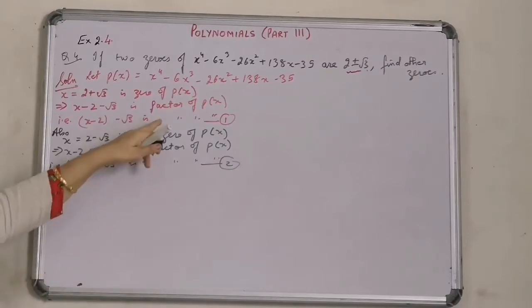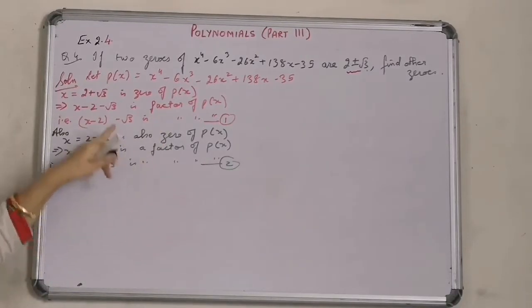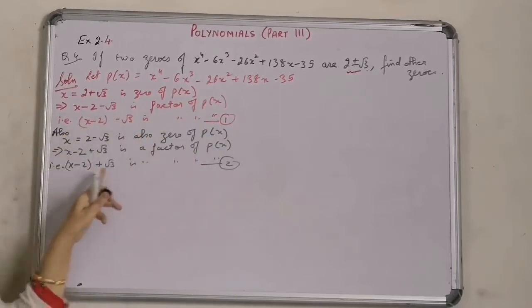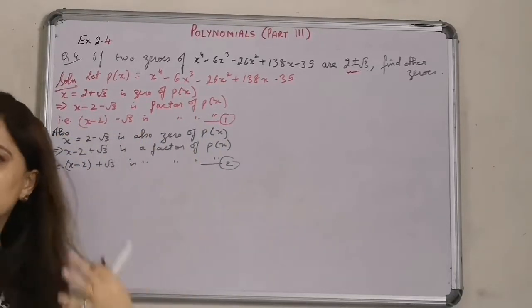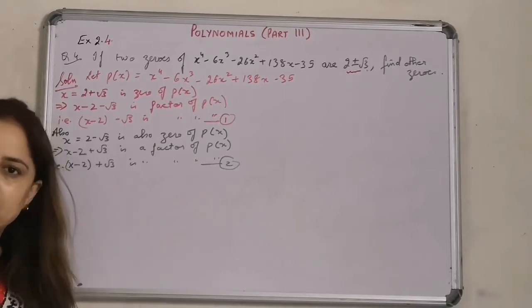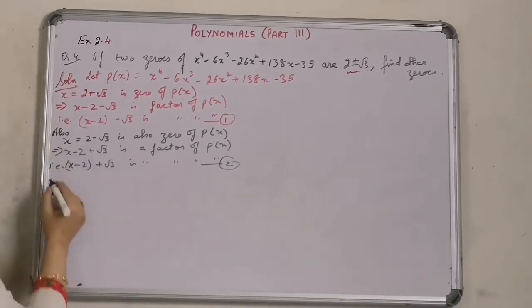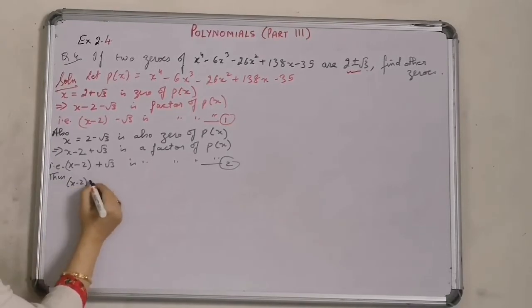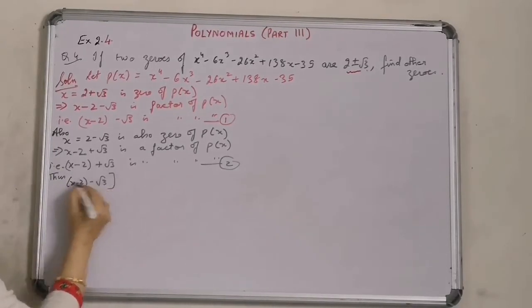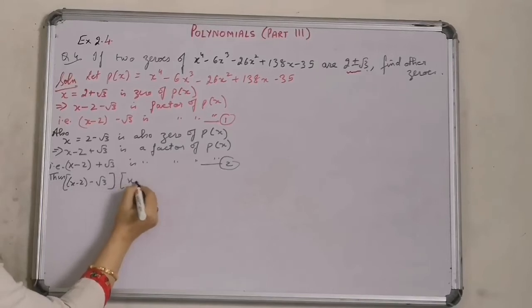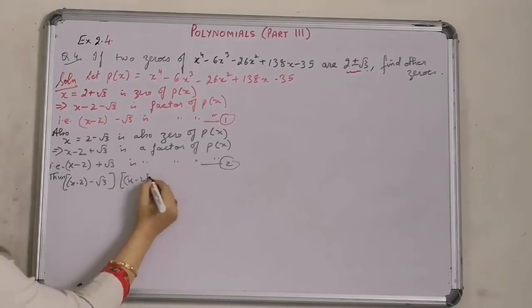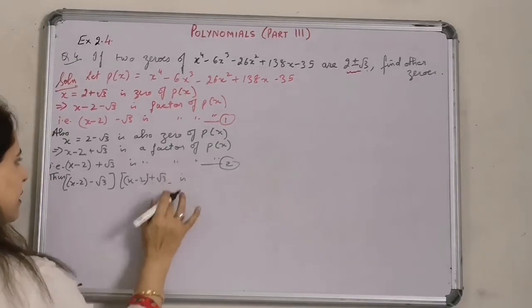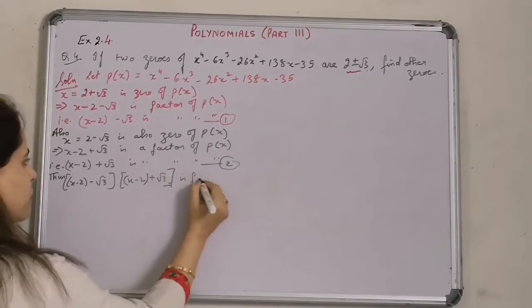Just look at step 1 and step 2. From step 1 and step 2, if this is a factor of p(x) and this too is a factor of p(x), it means the product is going to be a factor of p(x) as well, by convention. So thus we have x minus 2 minus root 3 into x minus 2 plus root 3 is a factor of p(x).